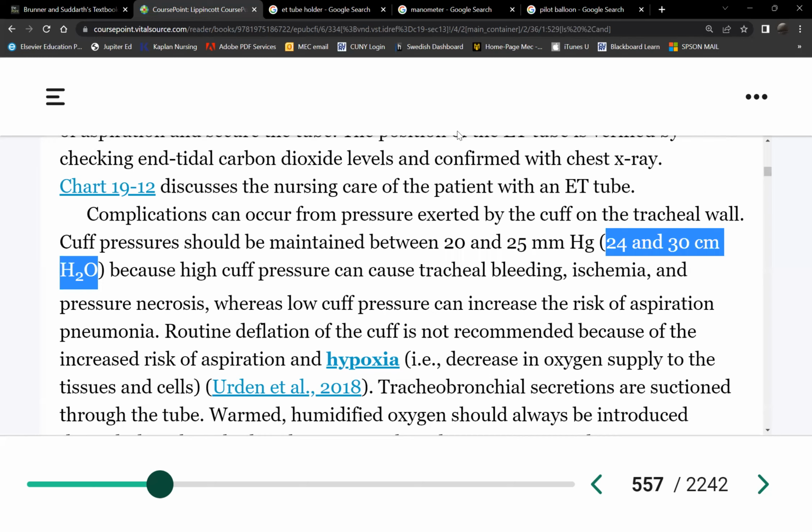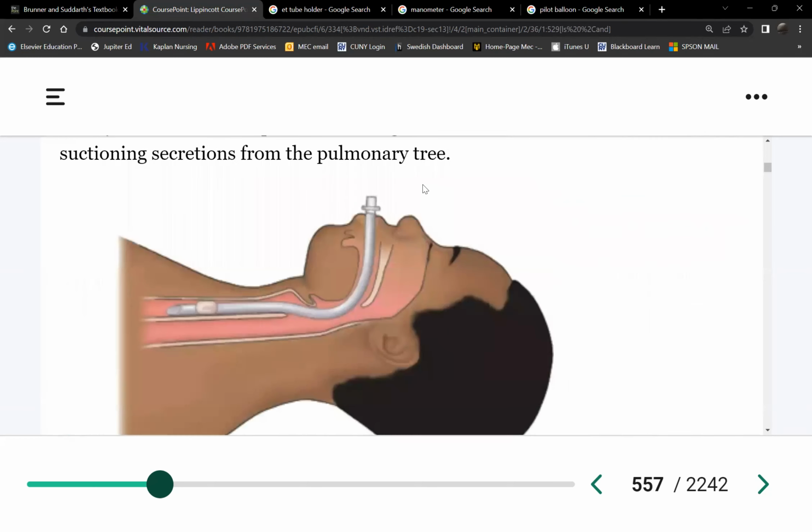So what will happen if we underinflate the cuff? Let's say this is not inflated enough. The tube will come out. Besides the tube coming out, well, not likely, because remember, there's a strap around the patient's head holding the airway in place. So what will happen if this is underinflated? Not enough pressure in there, meaning it's flat. Then it wouldn't provide proper oxygen.